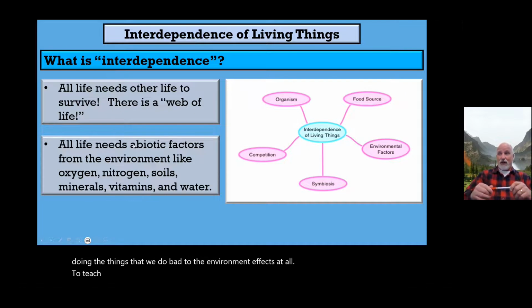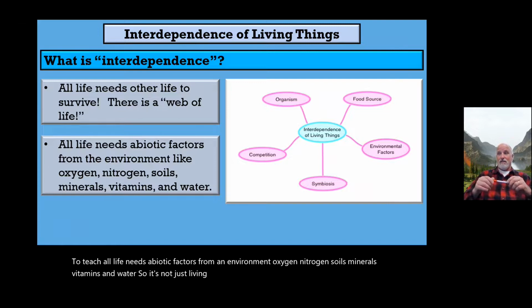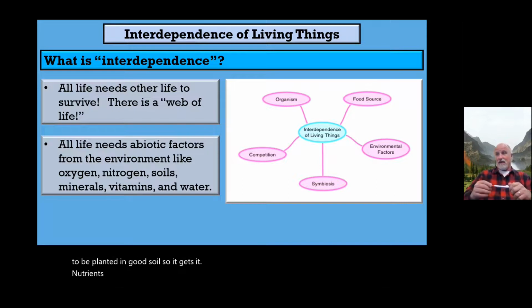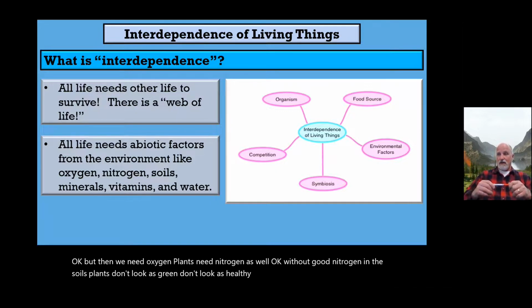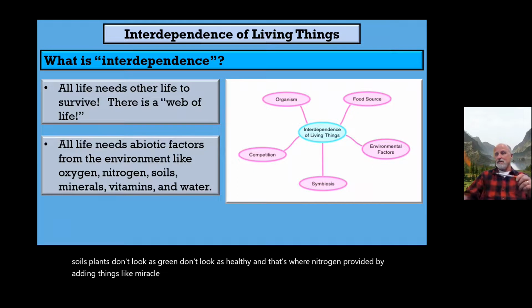All life needs abiotic factors from the environment like oxygen, nitrogen, soils, minerals, vitamins, and water. So it's not just living things. A plant needs to be planted in good soil so it gets its nutrients from that soil. Those are abiotic factors. Then we need oxygen. Plants need nitrogen as well. Without good nitrogen in the soils, plants don't look as green or as healthy, and that's where nitrogen is provided by adding things like Miracle-Gro and fertilizers. Those are abiotic factors.